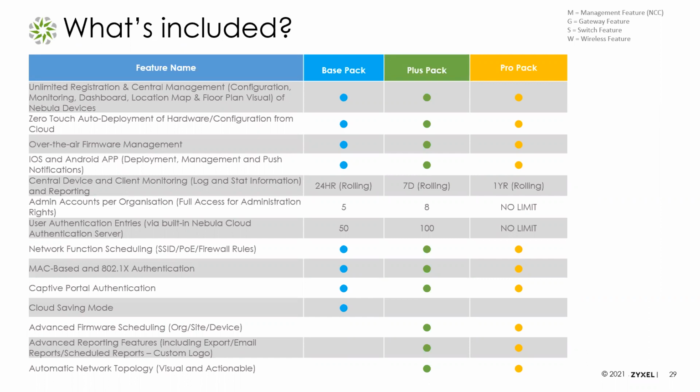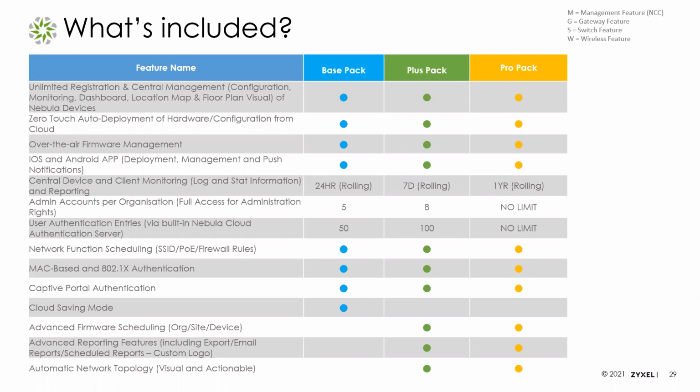So what are some of the additional features that you get with Plus and Pro Pack? One of them is advanced firmware scheduling. Free version gives you basic firmware scheduling. Advanced firmware scheduling gives you the ability to get really granular with your schedule and set up different schedules for different types of devices, different schedules for individual devices, et cetera. So you get more flexibility there.